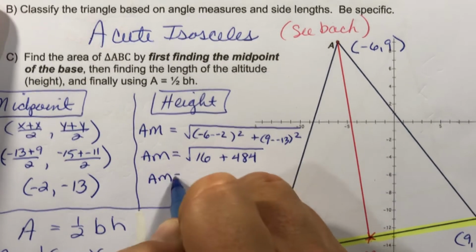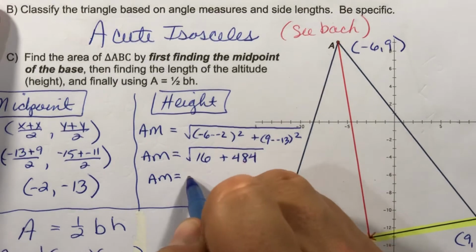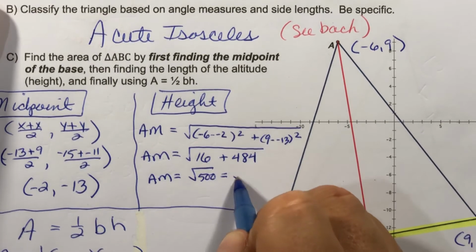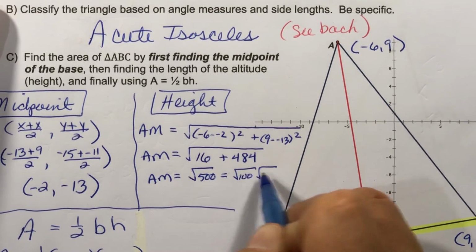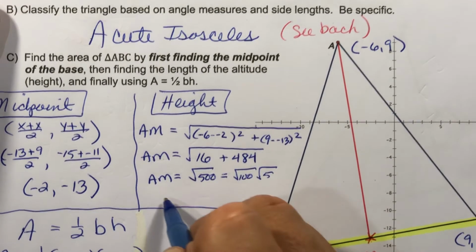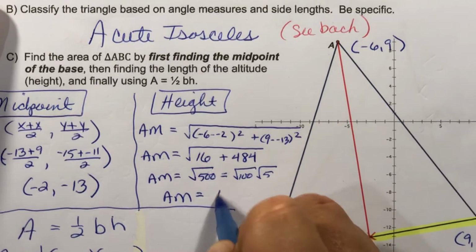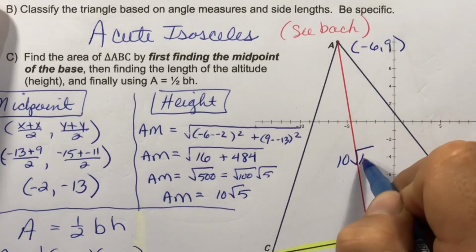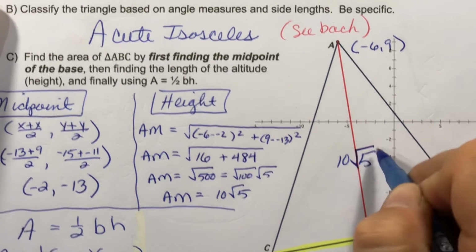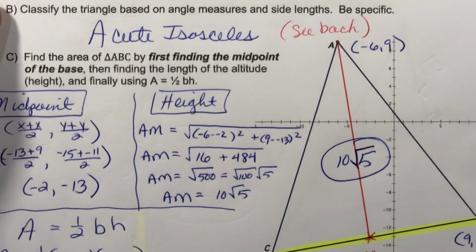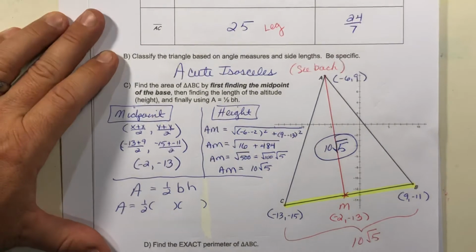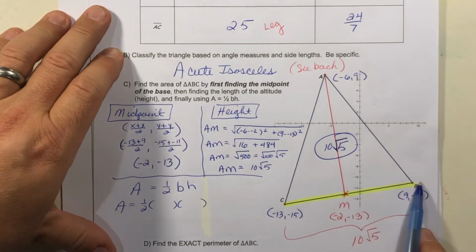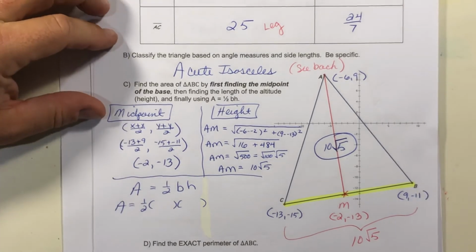All right, now finally, 16 plus 484 is going to be radical 500. And now we're going to have to simplify this. So I'm going to split this up into 100 times 5. Wow, wait a second. Listen, ladies and gentlemen, we're getting 10 radical 5 as our height. So I just want you to understand something, right? 10 radical 5 is the height of our triangle. This doesn't happen all the time. The height won't always match the base, okay? But in this case, it does.